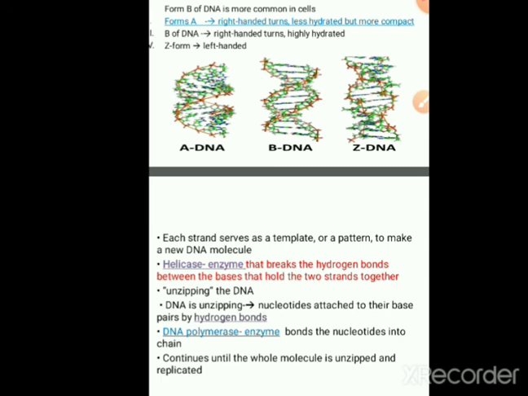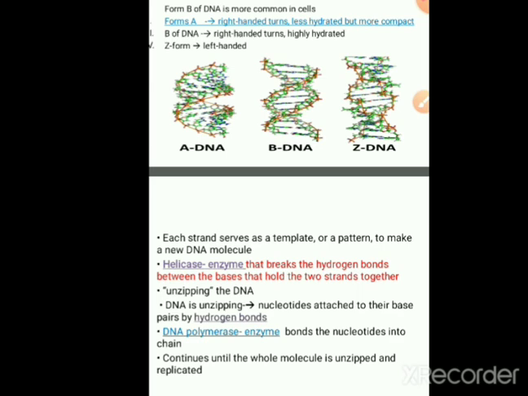Also, it is responsible for unzipping the DNA. Whenever you need to stop an activity, you are bound to unzip the DNA, and obviously you need the helicase enzyme to break the hydrogen bonds. DNA is unzipped when nucleotides attached to their base pair by hydrogen bonds are separated, and when you break those hydrogen bonds, it is called the unzipping of the DNA.